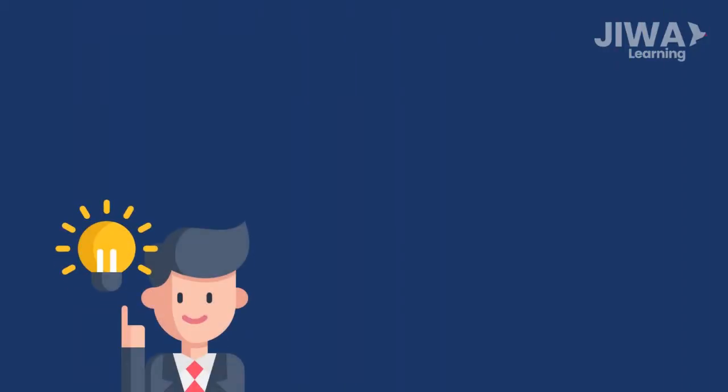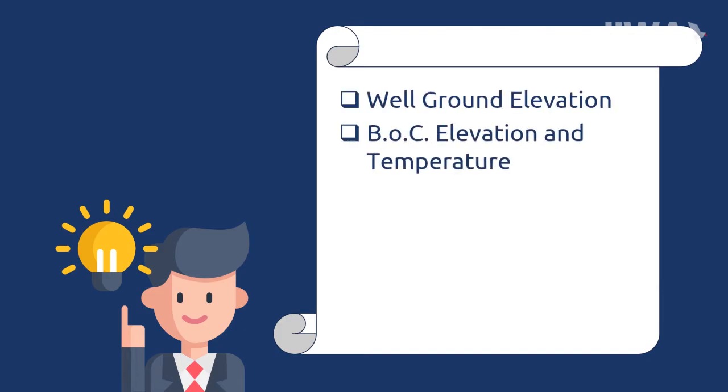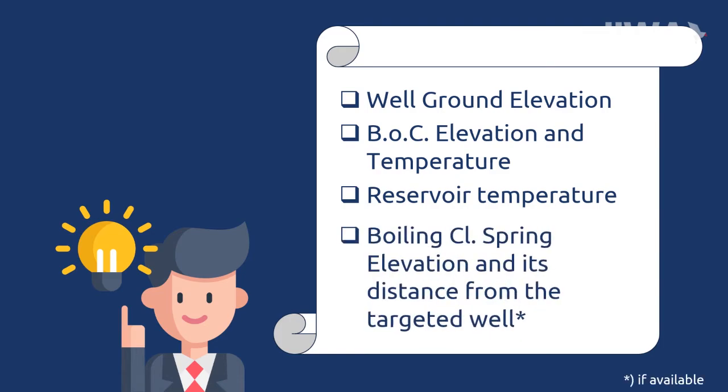The input parameters used in Jiwa TOR are well ground elevation, base of conductive elevation and temperature, reservoir temperature from the geothermometer, boiling chloride spring elevation, and distance from the targeted well if these data are available. Those data are collected from reputable sources.